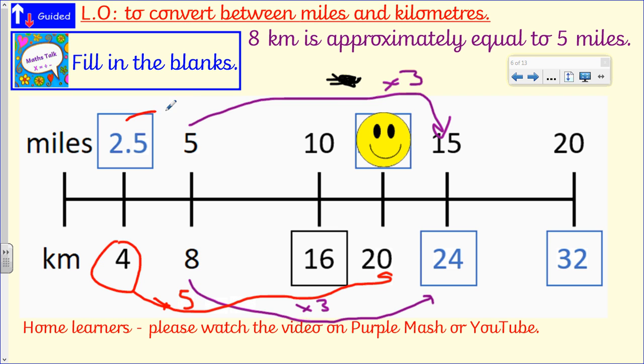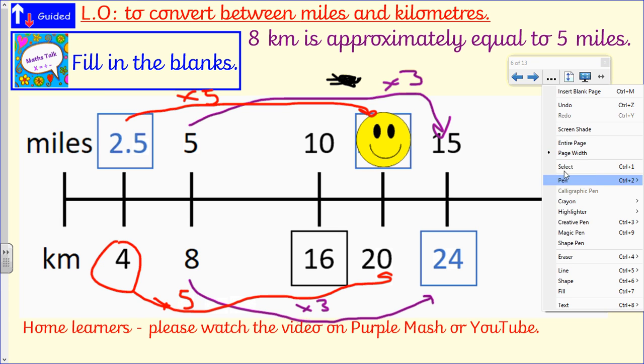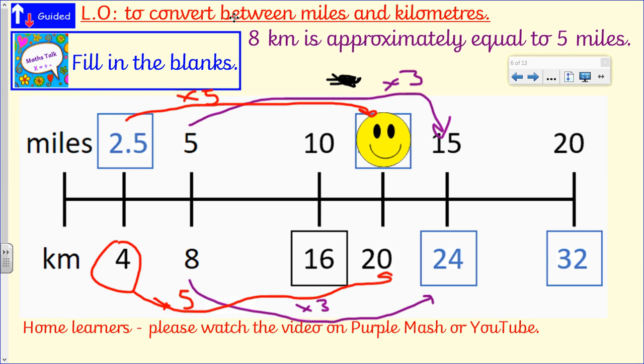So if I do the same to this 2.5 here, so I'm doing 2.5 times by 5. So now let me think about that for a moment. 2.5 times by 2 would be 5. So times by 4 it would be 10. And then add another 2.5 should be 12.5. Let's hope I'm right. Woo! Amazing. 12.5 miles is approximately 20 kilometers.